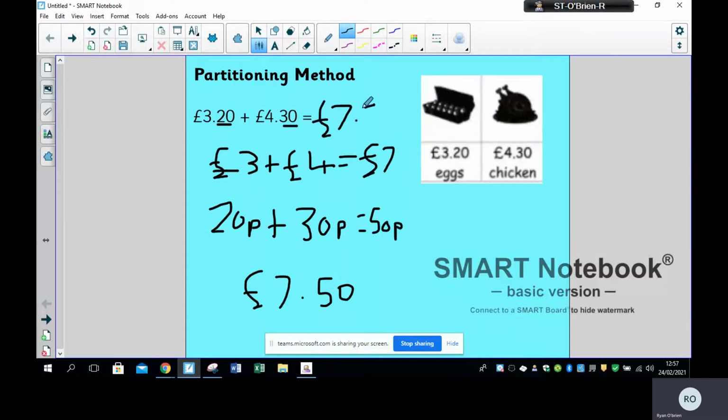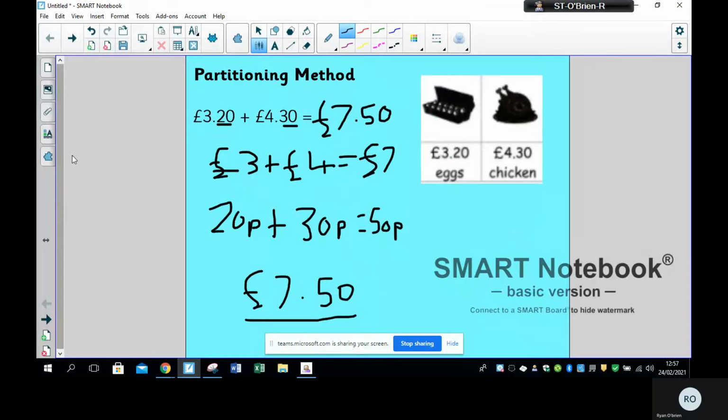Now, sometimes when you do this, you're going to end up with more than 100 pence. If you do that, then that's fine. You just take the hundreds, exchange them for £1, or £2 if you've got 200. But don't worry about that. So we've got £7.50. So I know the eggs and the chicken cost together £7.50. So partitioning, that is, you add the pounds, add the pence, and put them back together.